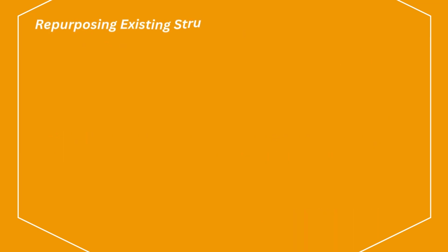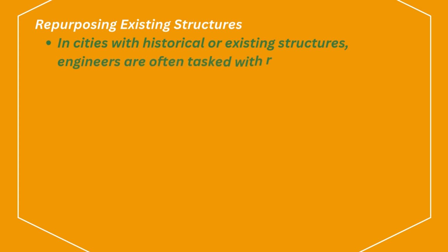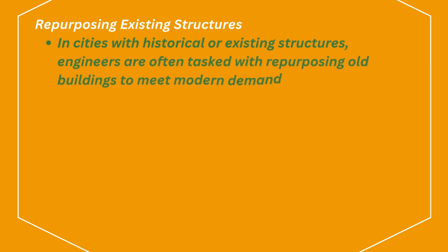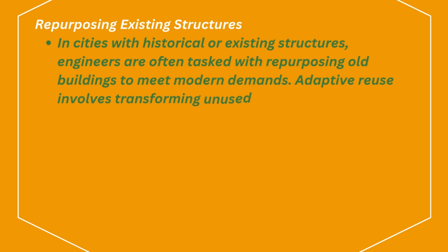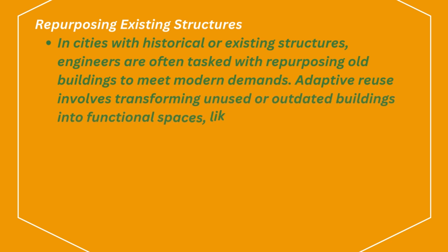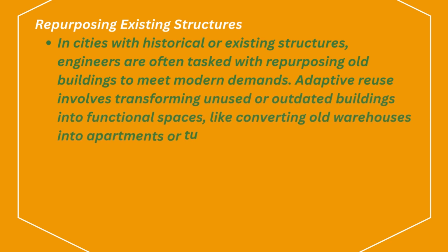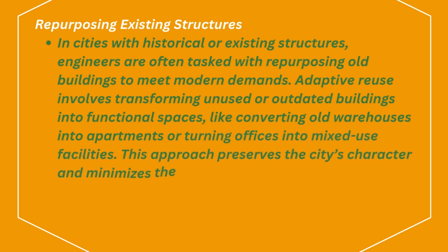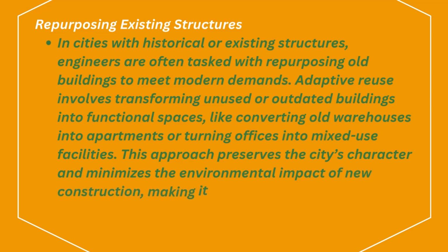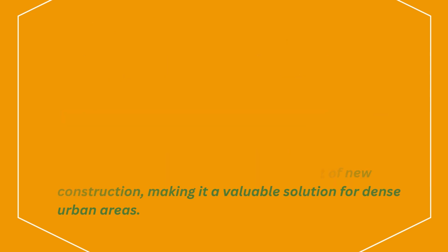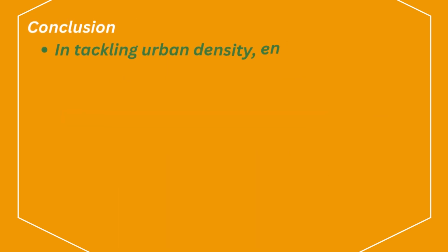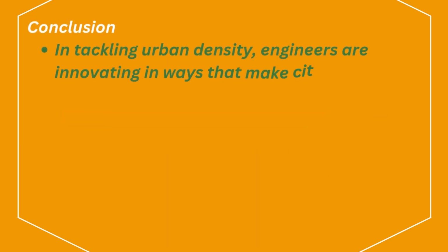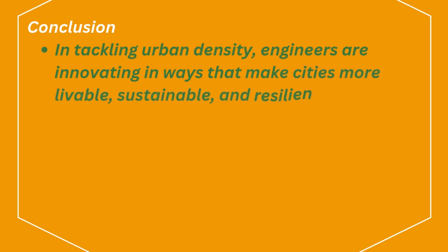Repurposing existing structures. In cities with historical or existing structures, engineers are often tasked with repurposing old buildings to meet modern demands. Adaptive reuse involves transforming used or outdated buildings into functional spaces, like converting old warehouses into apartments or turning offices into mixed-use facilities. This approach preserves the city's character and minimizes the environmental impact of new construction, making it a valuable solution for dense urban areas.